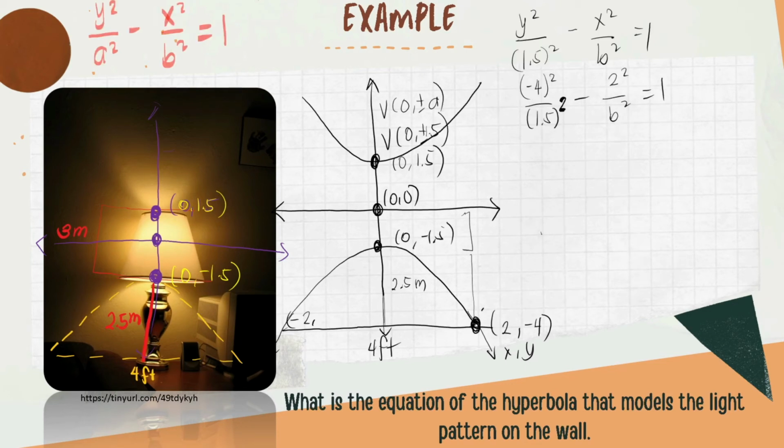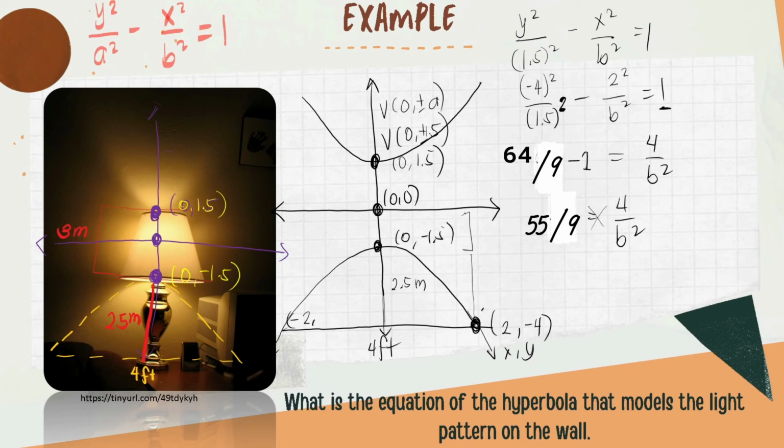I moved the equation first so there is space for computation. Negative 4 squared over 1.5, that is 4 squared over 1.5 squared, which is 64 over 9. Let's move the 1 from the right to the left, so it becomes minus 1 is equal to. The 2 squared over b squared, let's move to the right, so it becomes 4 over b squared. 64 over 9 minus 1 is equivalent to 55 over 9, is equal to 4 over b squared.